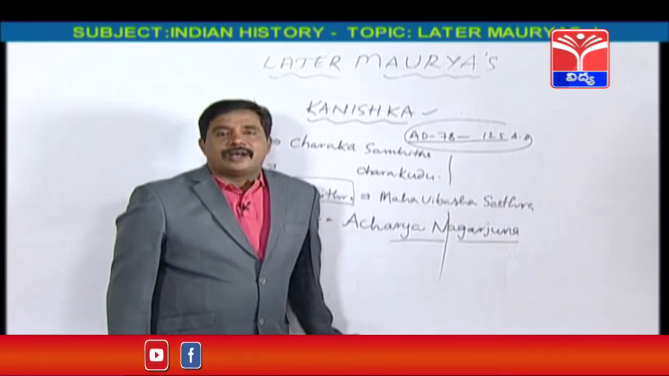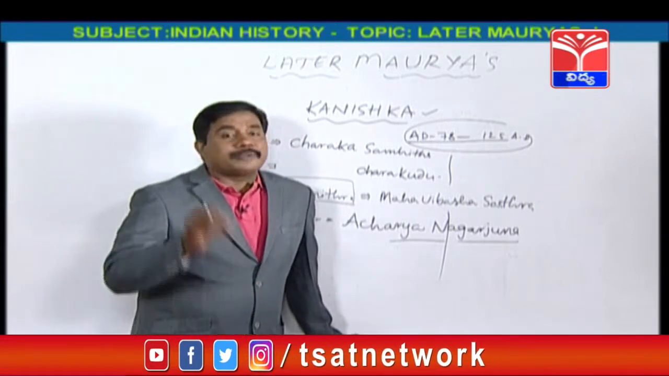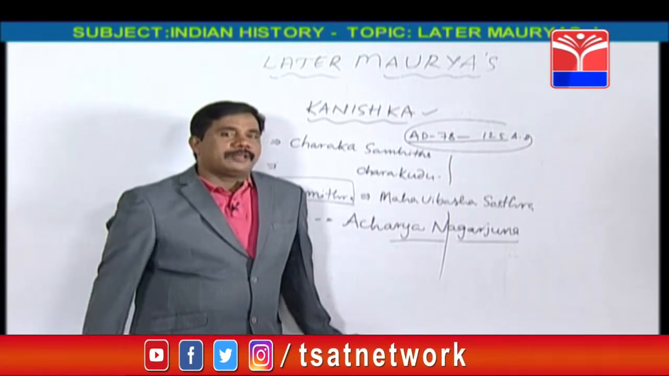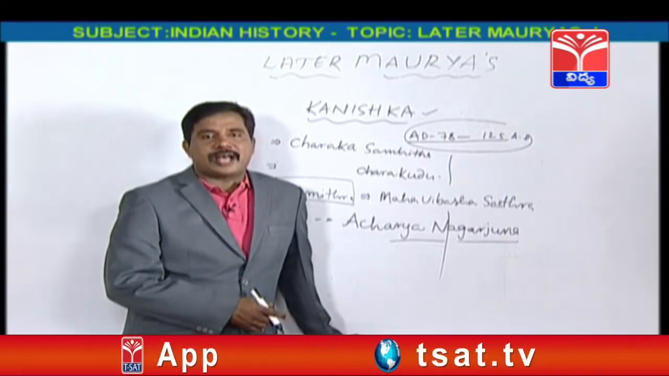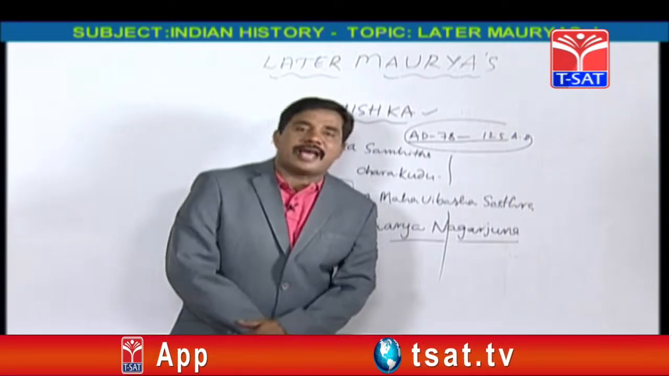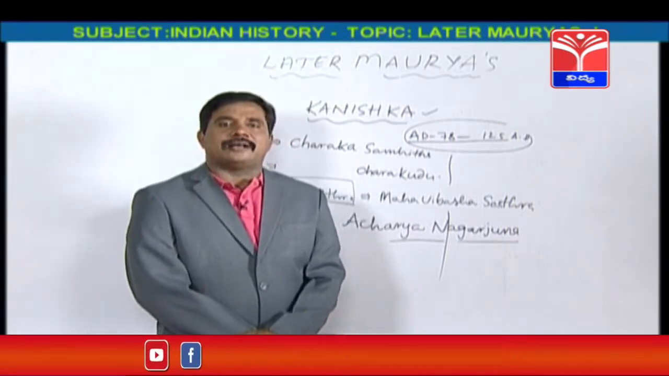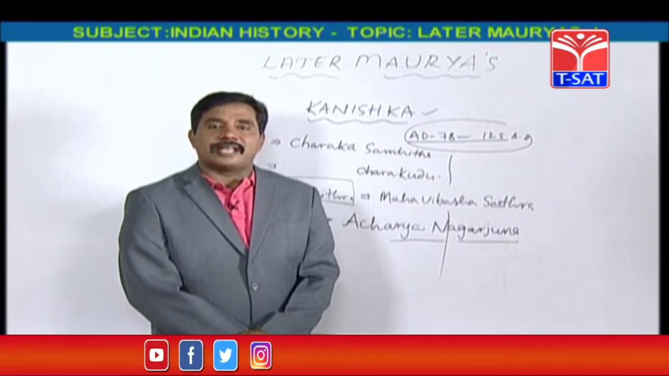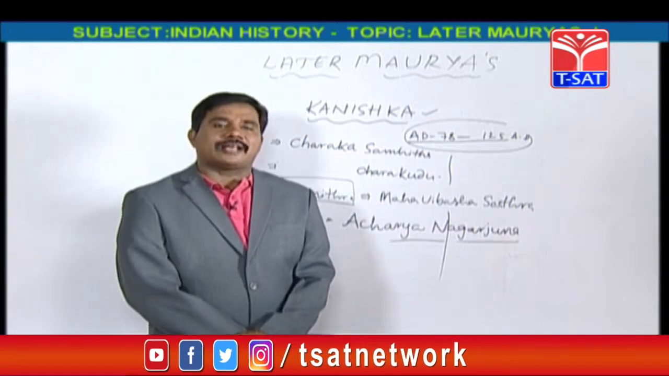Acharya Nagarjuna has titles, and we should remember them. He is called Indian Einstein, and he also has the title Second Tathagata. Indian Einstein and Second Tathagata.